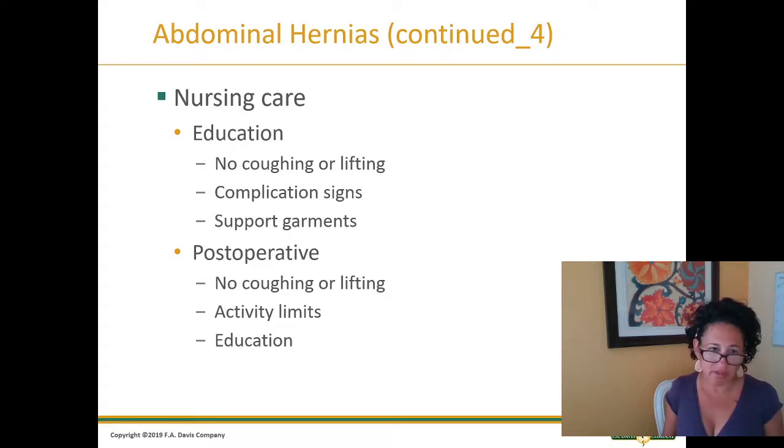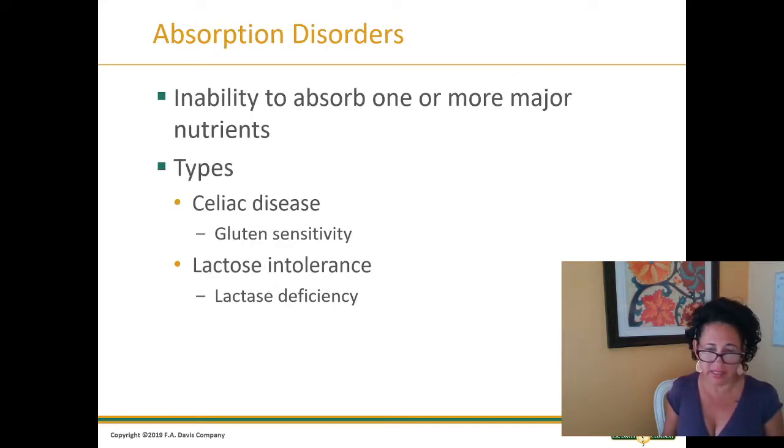Education: no coughing or lifting. Any kind of trauma is going to cause a protrusion to come back out. So support garments, those types of things, are going to be really helpful. You can't lift anything; activities are limited.